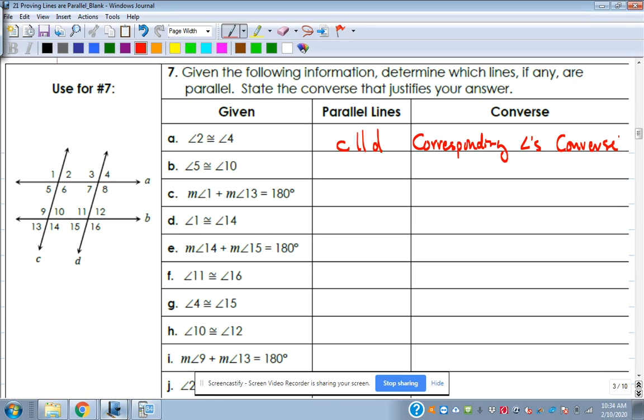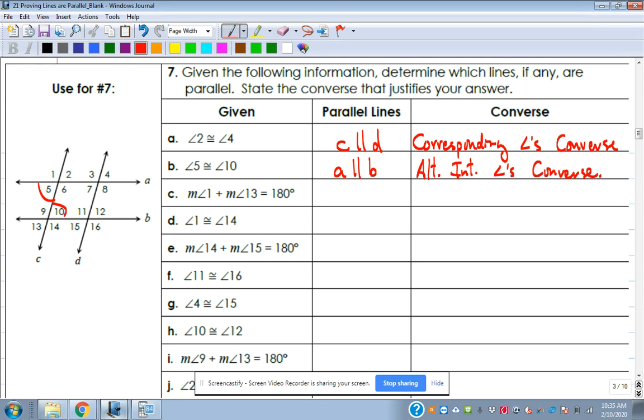Okay. Angle 5 is congruent to angle 10. Alternate interiors. What's the transversal? So that means what 2 lines are parallel? A is parallel to B. Alternate interior angles converse. We have to write it out, or can we shorten it like that? You can shorten it like that.